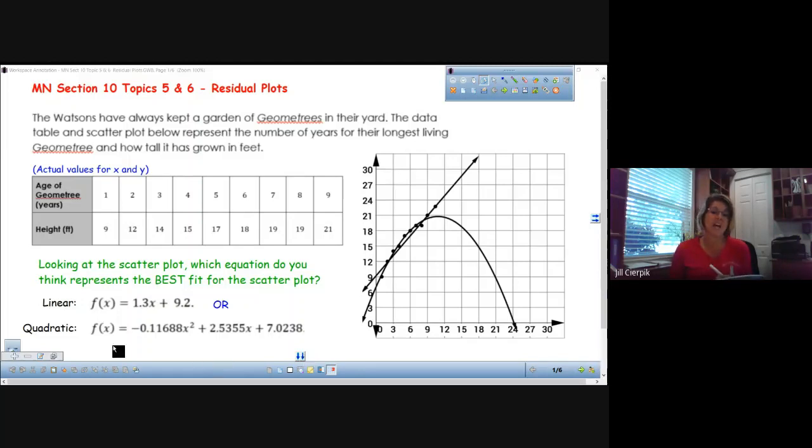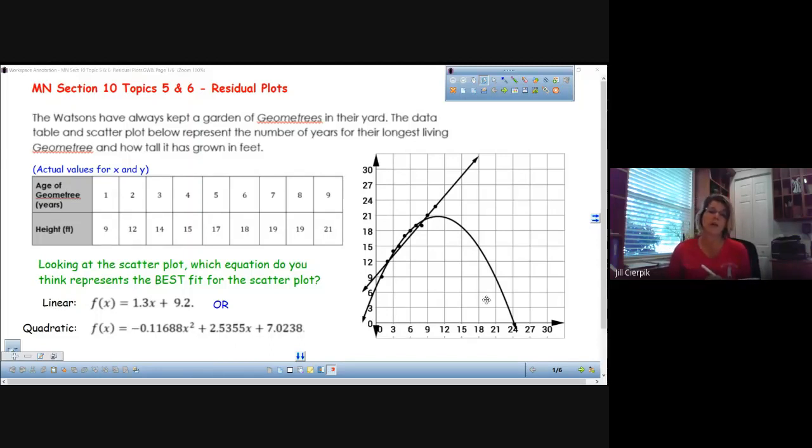So let's pretend that I came up with my equation, right down here, the linear model, f of x equals 1.3x plus 9.2. And Mrs. Whirl came up with her quadratic equation, f of x equals negative 0.11688x squared plus 2.5355x plus 7.0238. Not a lot of fun to write those equations. You're really not going to have to focus on writing the equation as much as you'll have to focus on selecting what is the right type of equation.